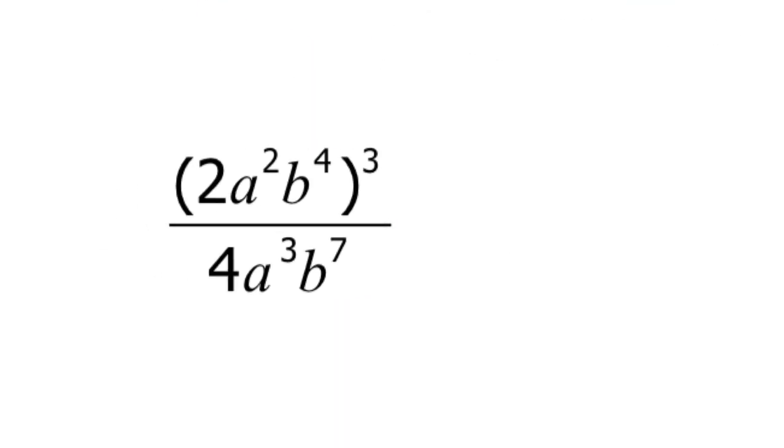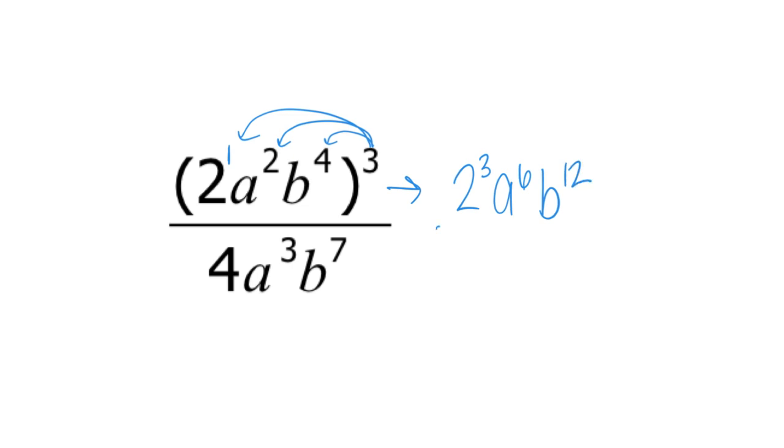So let's start with the numerator because I see some parentheses up there, right? So if we take care of those parentheses, this is when we take this exponent and we just multiply it to all of the exponents. Remember, there's a 1 on this 2 right here. So the top of this fraction is going to turn into 2 to the 3rd, a to the 6th, b to the 12th. And then on the bottom, we have all of this still.